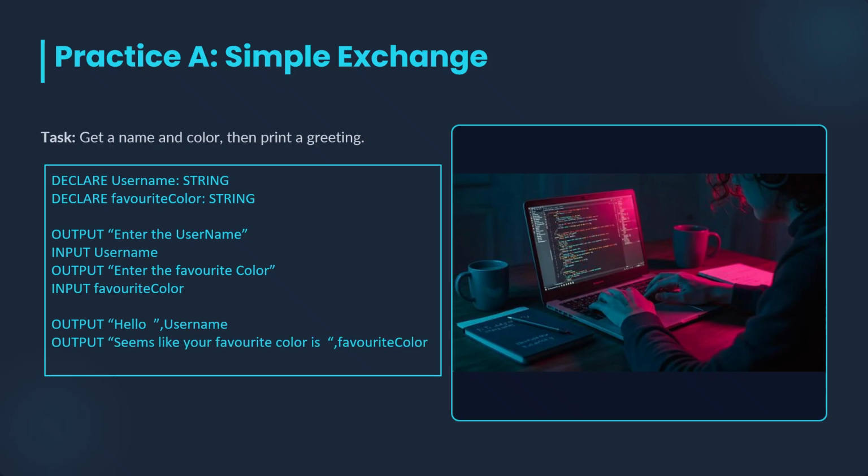And then output "seems like your favorite color is", and whatever the favorite color is, it will take up the value from the variable favoritecolor, which the computer stored while taking the input from the user, and output it on the screen after the statement "seems like your favorite color". So this concludes the entire sequential program.